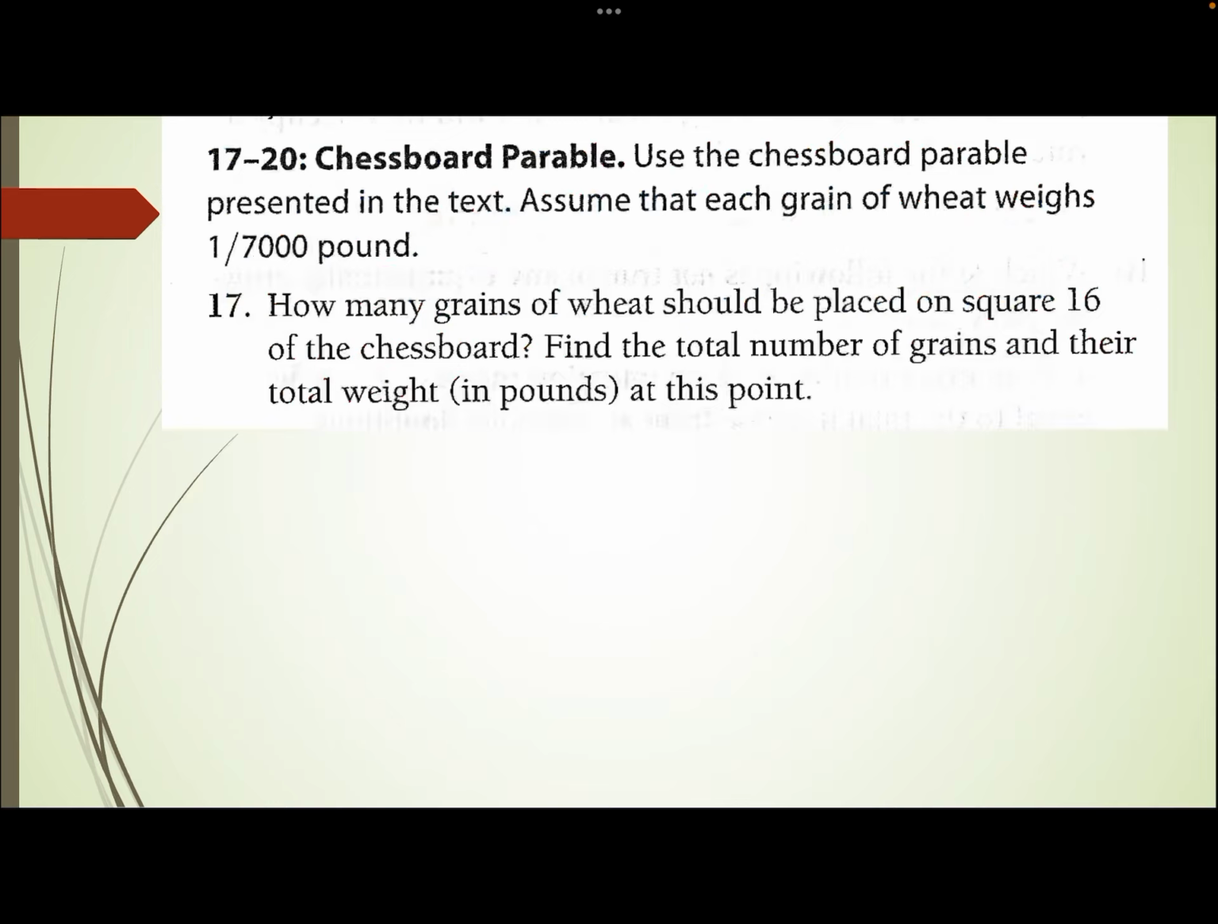So use the chessboard parable. Assume that each grain of wheat weighs 1 over 7,000 pounds. How many grains of wheat should be placed on square 16? So this is only a fourth of the board. Find the total number of grains and their total weight. So first we need to find out how much is just on square 16.